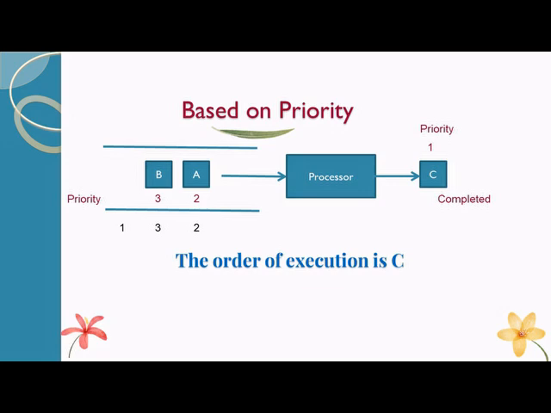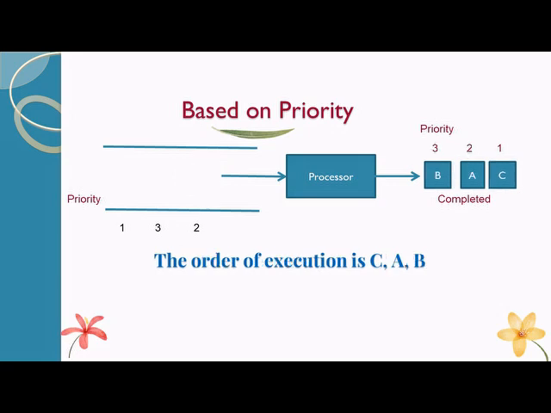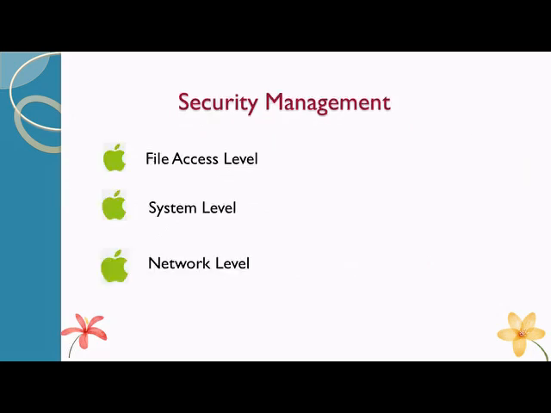After that, comparing A and B, A has the highest priority. So process A will be taken for processing and that will be completed. Next, only one process is in the queue, so that will get processed. So the order of execution is C, A, B.